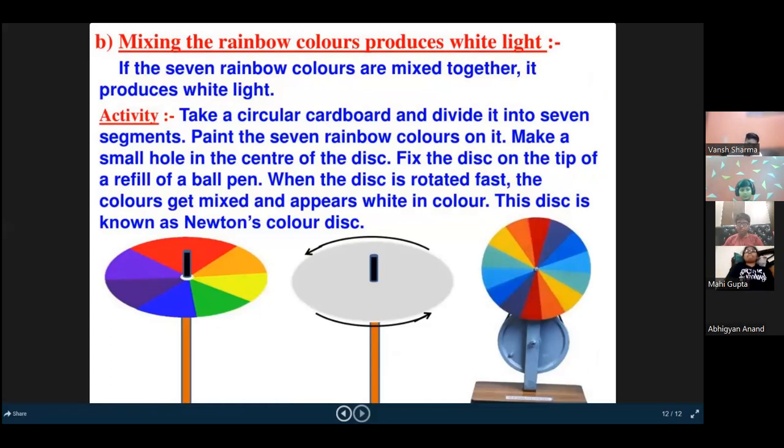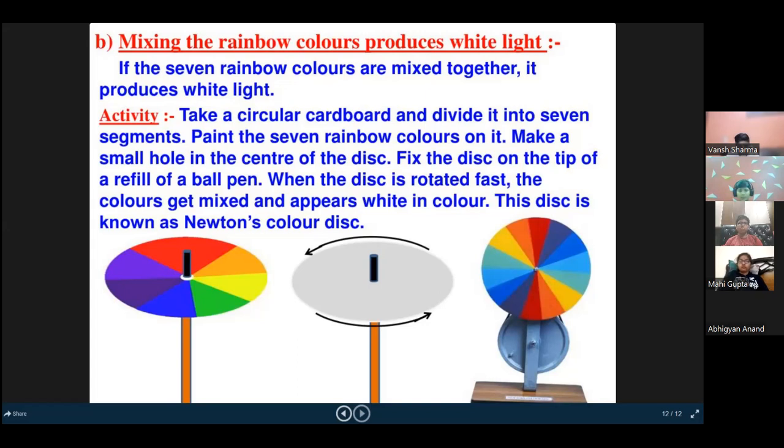Yes, first we will do the coloring. First divide it into 7 parts. And which colors do you have to choose for the 7 parts? The colors of the rainbow, VIBGYOR. Paint it. And children, it's very tough to rotate with the help of a pencil. It does not move very fast.